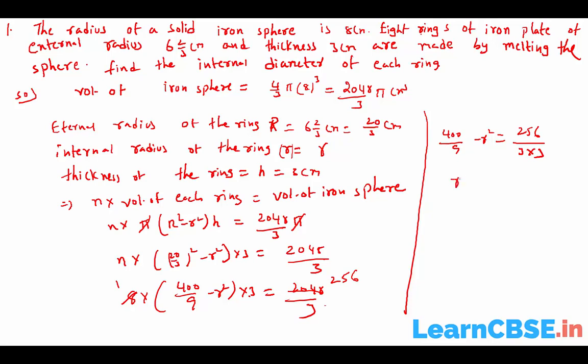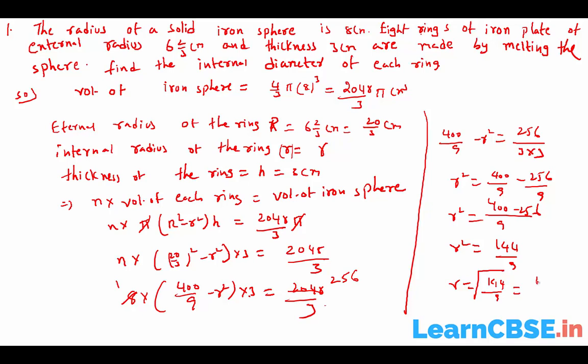Now bring r square one side: r square equals 400 by 9 minus 256 by 9. Then r square equals, taking LCM, 400 minus 256 by 9, r square equals 144 by 9. Then r equals square root of 144 by 9, that means 12 by 3, which is 4. So the inner radius of the ring equals 4 centimeters.